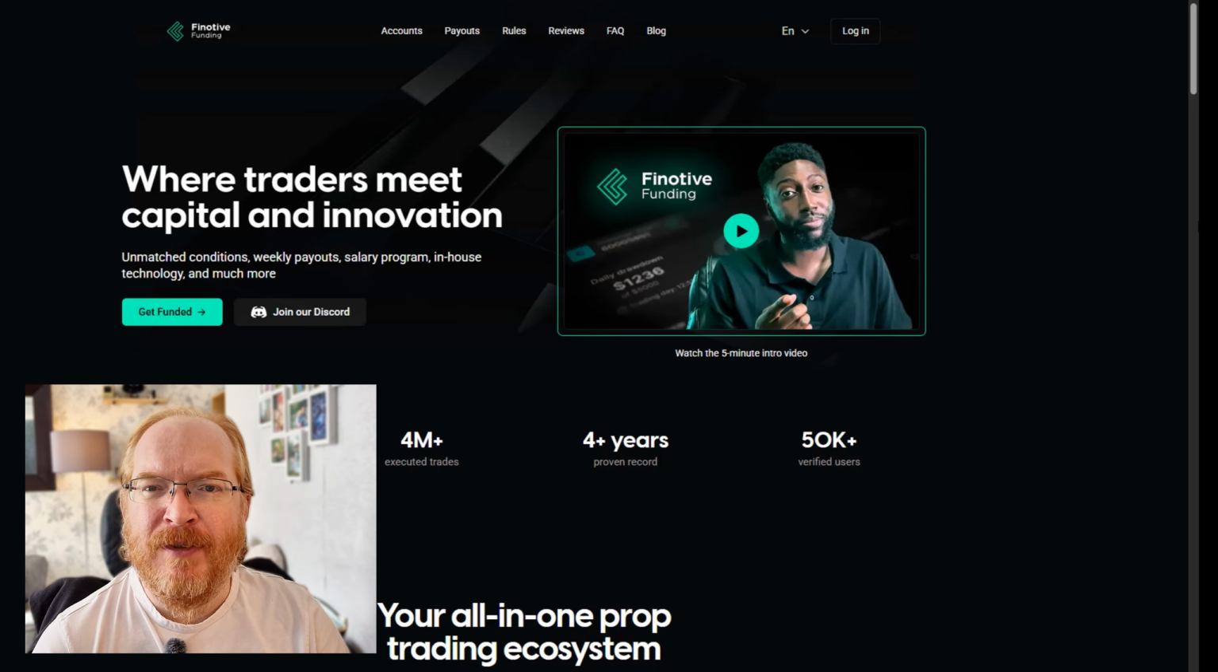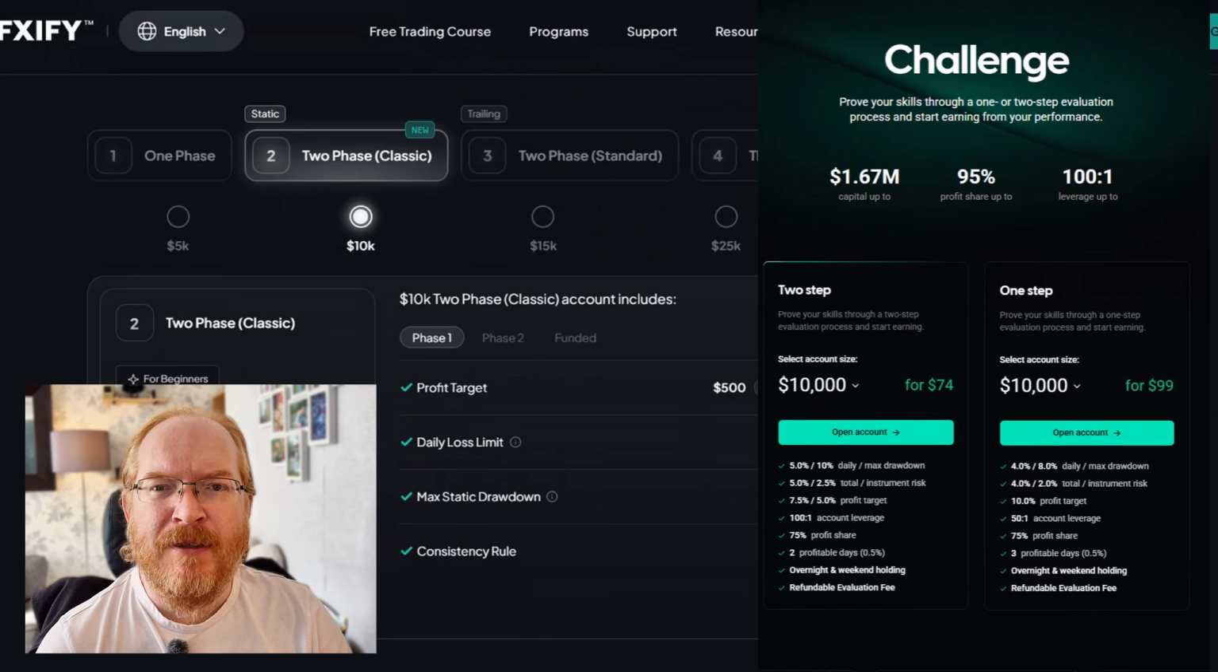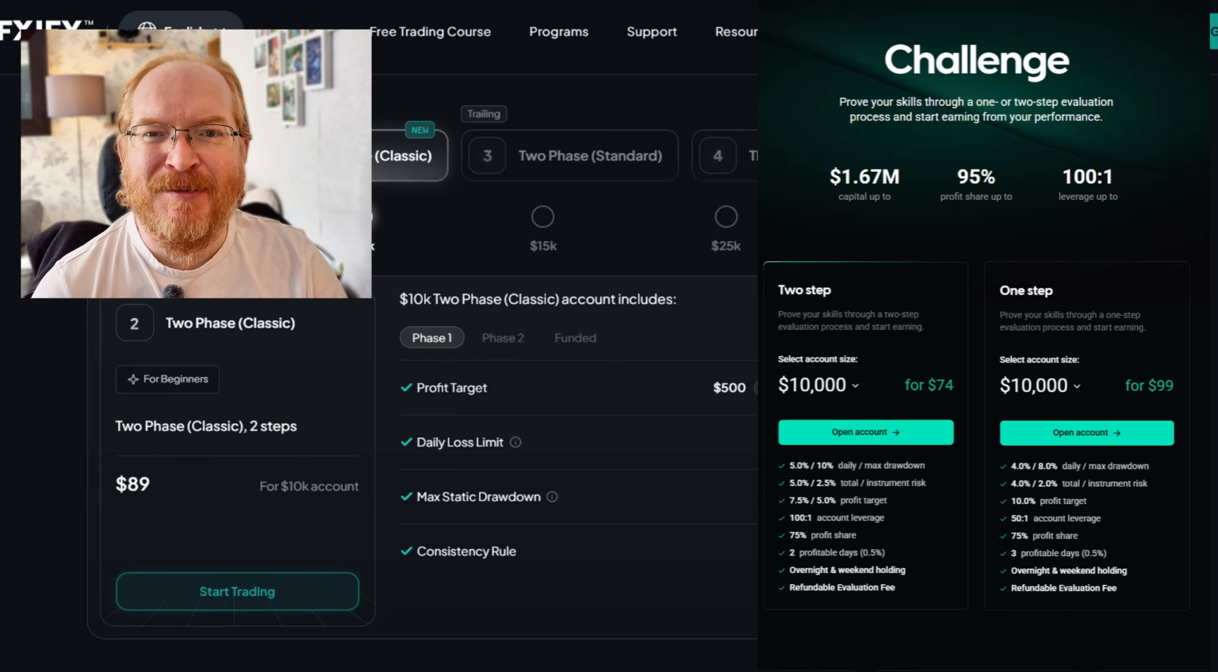We're going to compare like for like today and have a look at the two-phase 10K challenges, see how they compare between the two. So here we are on the 10K challenges for both accounts. We're looking at the two-step challenges here, so we can compare like for like. I actually have a one-step challenge here with Finotive Funding, but I also have a two-step challenge with Fxify. So straight away, you can see there's similar prices, with Finotive Funding coming in at $74 and Fxify coming in at $89. Not much in it between the two there, very similar.